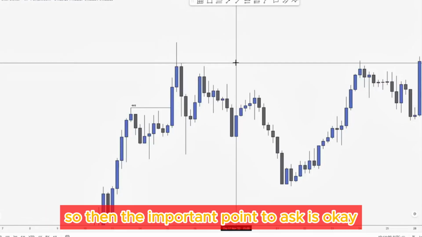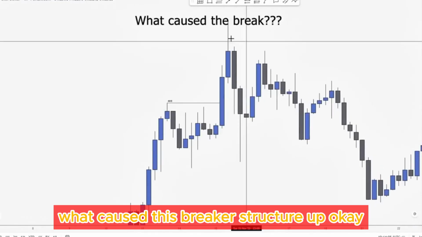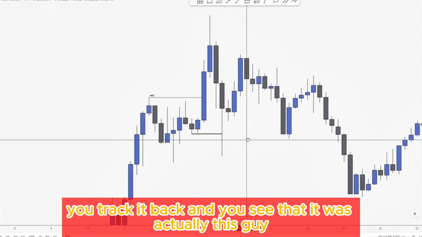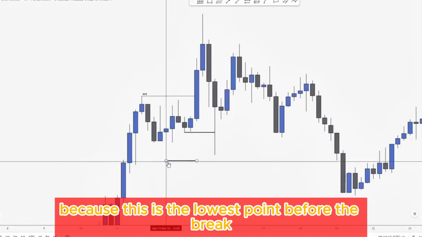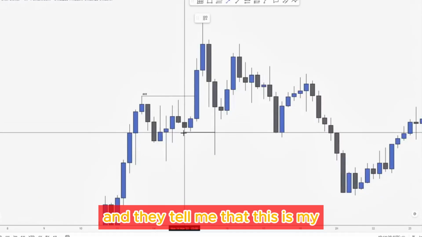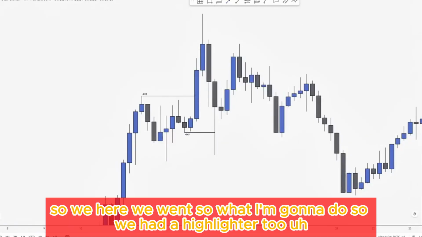So then the important point to ask is, okay, what caused this break of structure up? From the high, you track it back, and you see that it was actually this one. A lot of you will say, well, it's this one, because this is the lowest point before the break. And this is what I did in the past, but right now I have very specific rules that are very refined, and they tell me that this is my 4-hourly break, right? So what I'm going to do, we had a highlighter too.